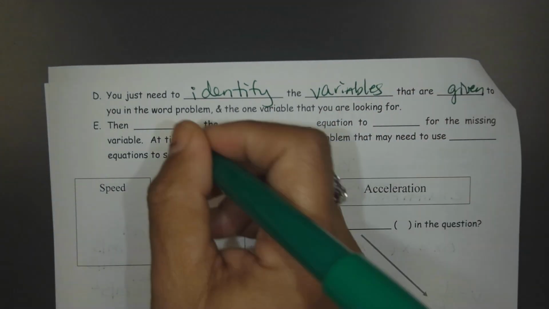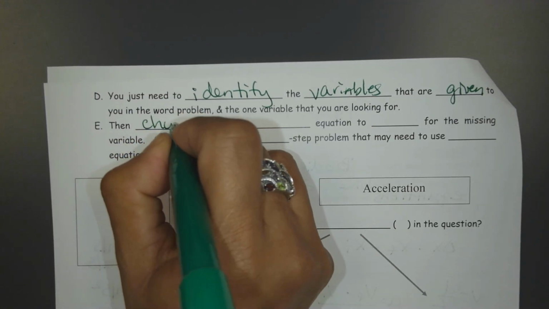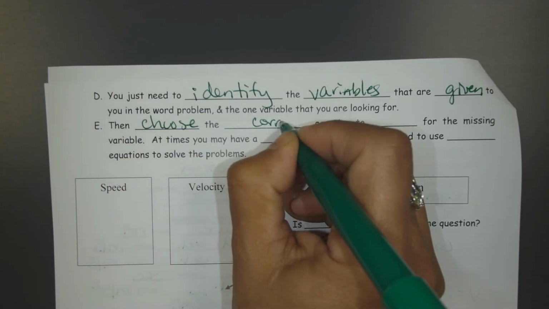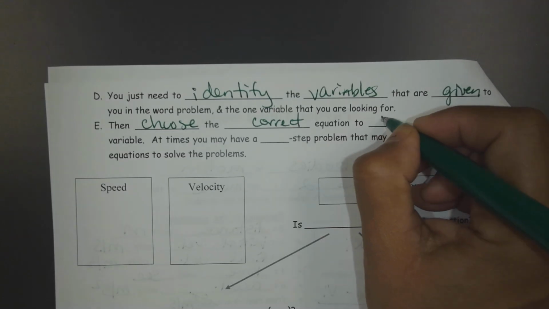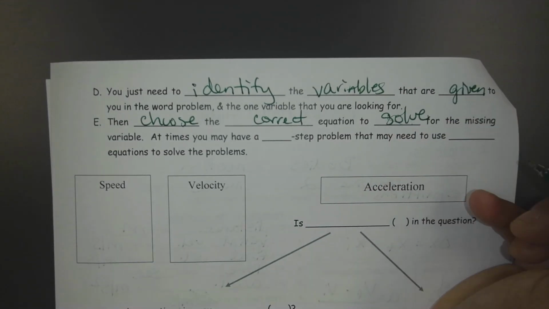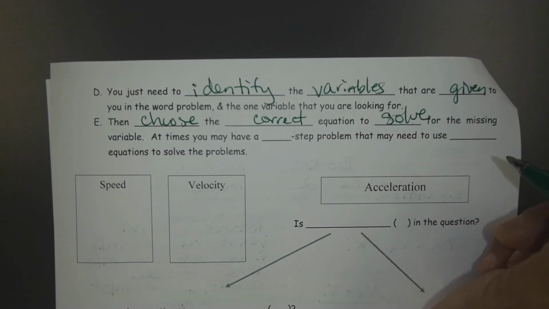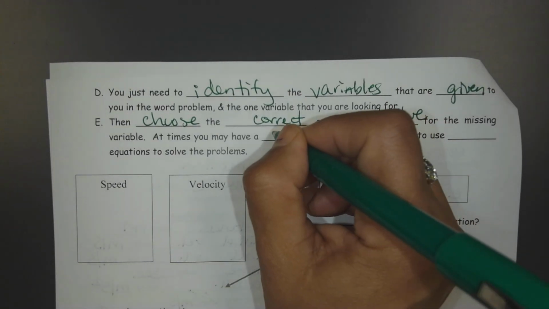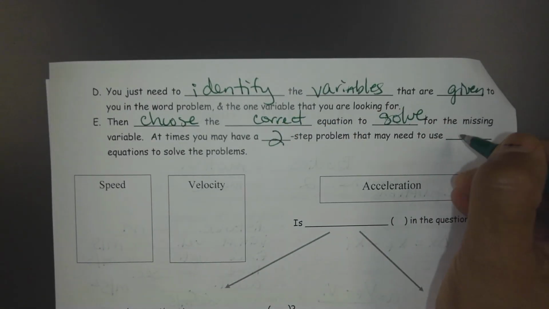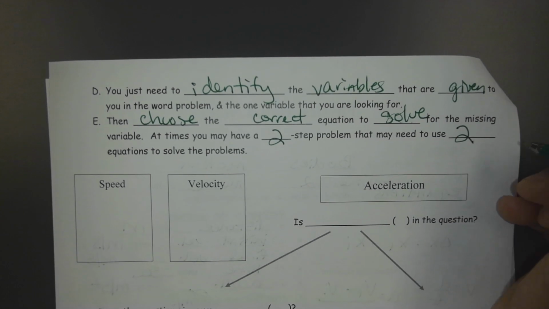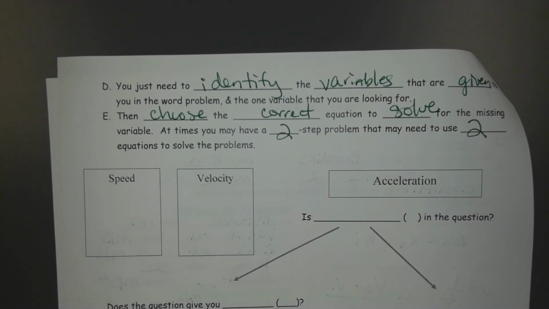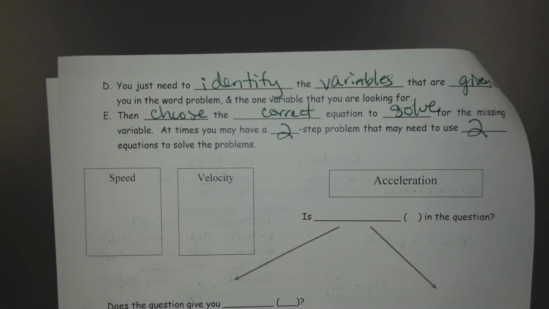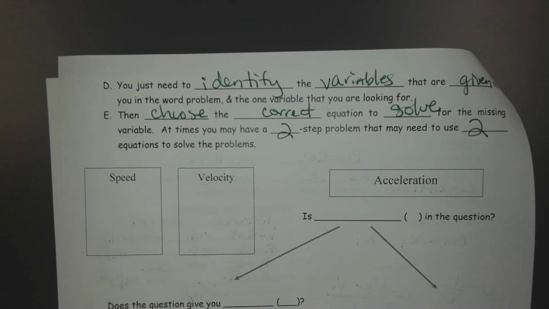Then after that, you've got to be able to choose the correct equation and then solve for that. Well, Ms. Munson, that's kind of difficult. The problem is not only that, but sometimes they're two-step problems, and you might have to use 2 or more equations just to come up with the right answer. So yeah, we're taking it up a notch.